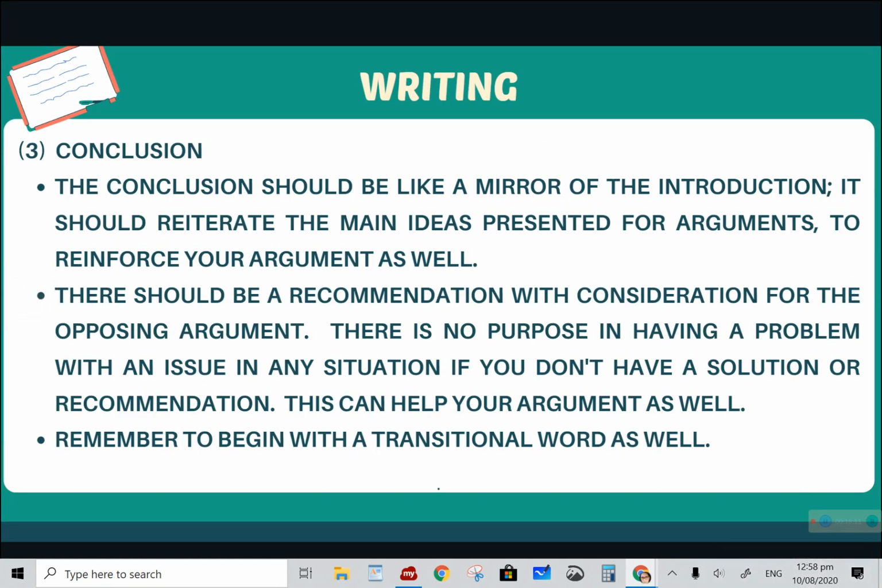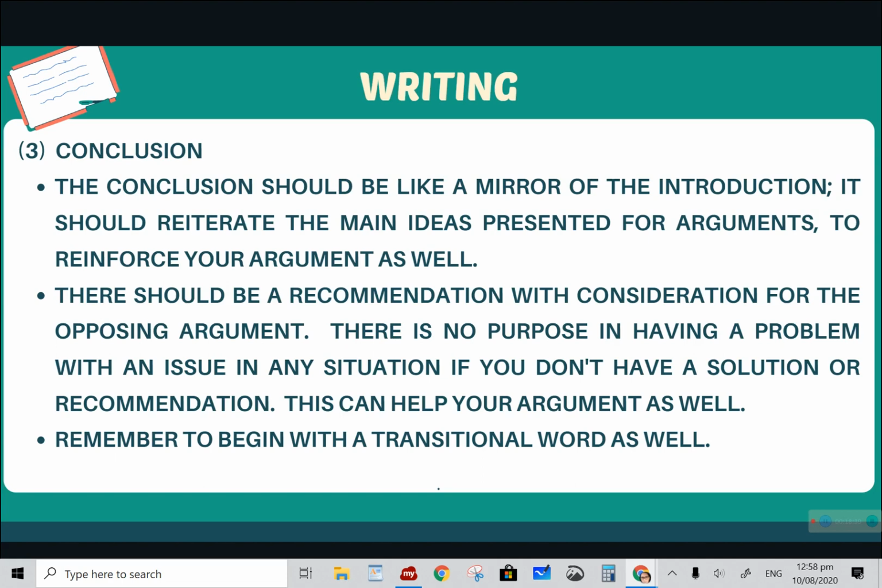Our last aspect of writing is the conclusion. The conclusion should be like a mirror of the introduction. It should reiterate the main ideas presented for arguments to reinforce your arguments as well. Okay, so it should be like a mirror of your introduction, meaning that you are going to say over or write over the main ideas presented for arguments.